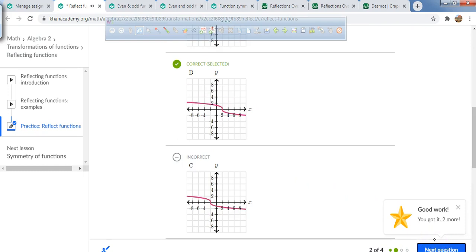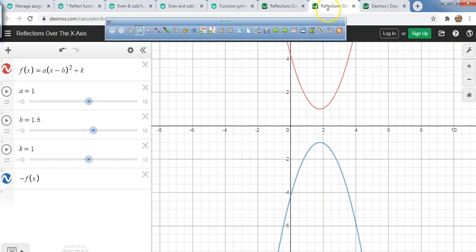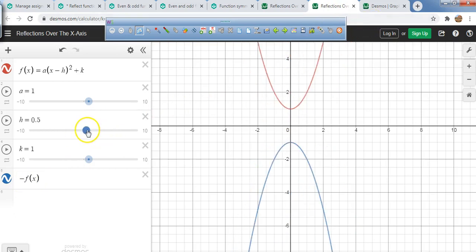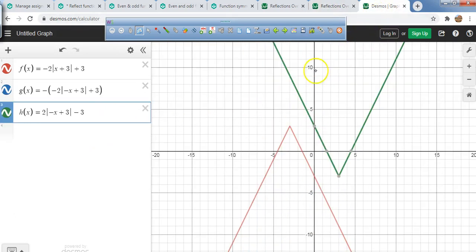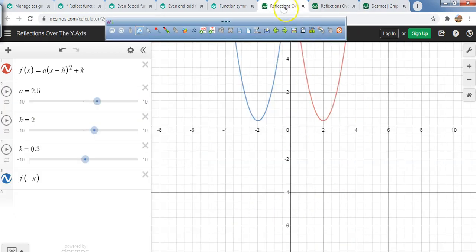All right, so there's four problems. You're going to get some type of problems like that, and that's all you're dealing with. You're either dealing with reflecting across the x-axis, where it's negative f of x, no matter what happens, or you're dealing with reflecting across the y-axis, which is f of negative x, and that's how you are dealing with reflecting functions. Hope it was helpful.